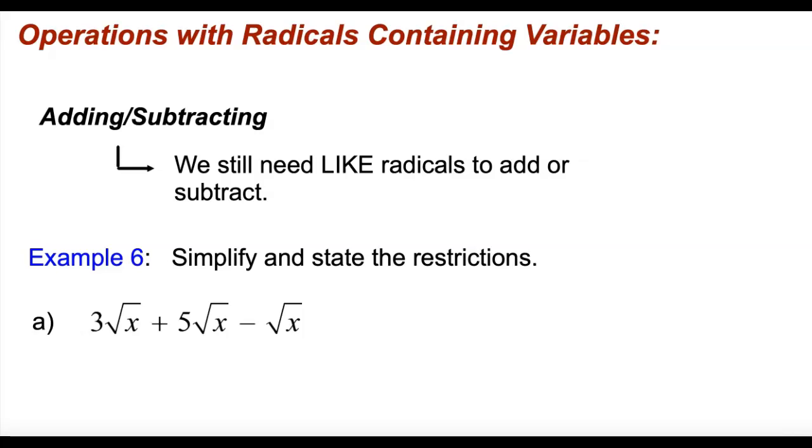Hi everyone. In this video we are looking at section 4.4, Simplifying Radicals. More specifically, we're looking at adding and subtracting radicals that contain variables. When we are adding and subtracting radicals, we have to ensure that they are like radicals. And this does not change when our radicals have variables. So let's take a look at example 6a and see if we meet the appropriate conditions.